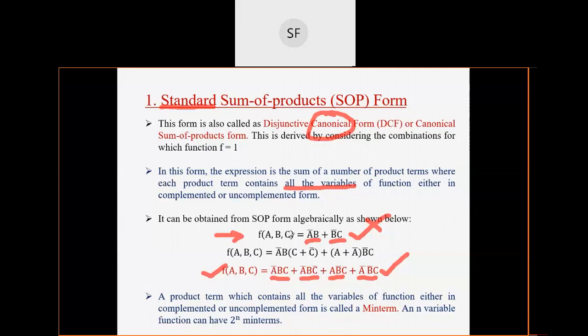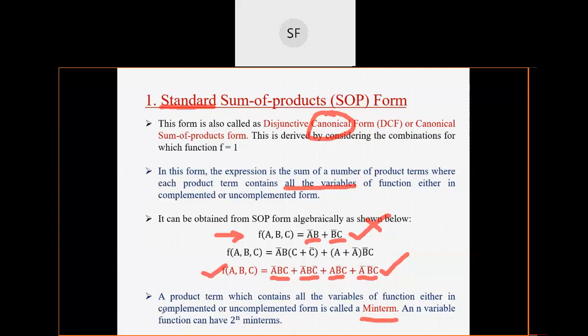Okay, so these are nothing but variables, a, b, c, these are variables. So each product term must contain all the variables, then that sum of product will become standard sum of product or canonical sum of product form, right? And when you represent this standard sum of product form in this way, then each term in this form is called a min term.